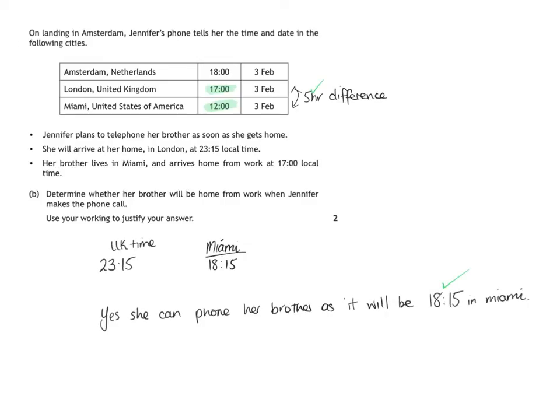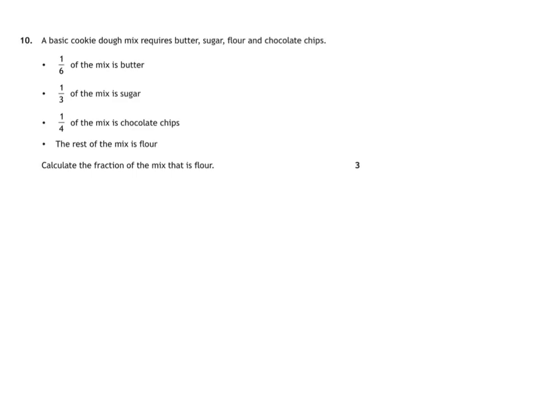Okay, so with question 10, we have a basic cookie dough mix requires butter, sugar, flour, and chocolate chips. So 1/6 of the mix is butter, 1/3 of the mix is sugar, 1/4 of the mix is chocolate chips, and the rest of the mix is flour. So we need to determine the fraction of the mix that is flour. So first of all, we know that everything together has to add to the whole, and a whole is 1. So we know that 1/6 plus 1/3 plus 1/4 plus something that we need to work out equals 1.